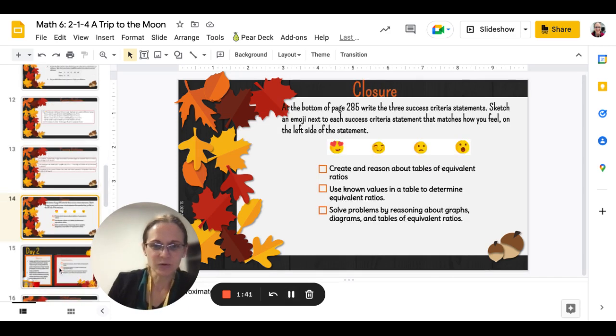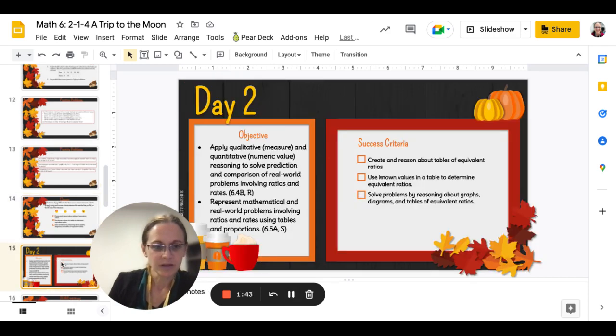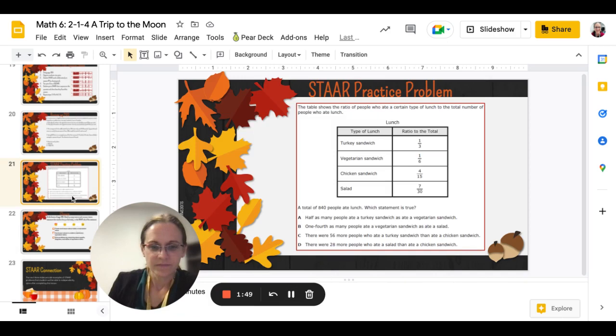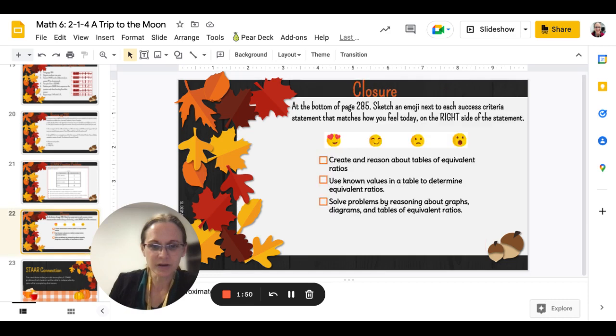This is a 2-day lesson. At the end of day one, we'll have a little bit more emoji closure. And on day two, we have success criteria and objectives, slightly different from day one. Finally, we will end our lesson with a STAR practice problem and some more opportunities for students to reflect.